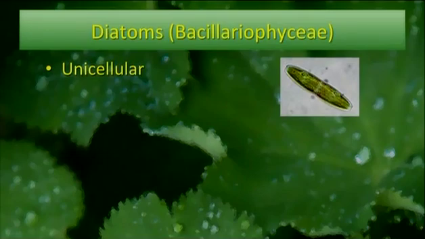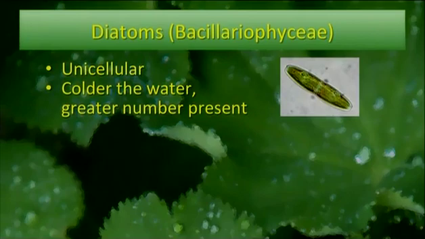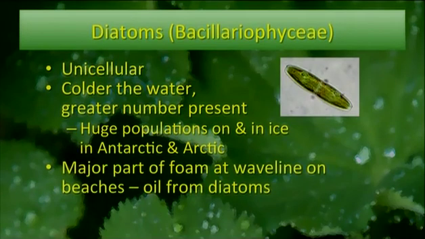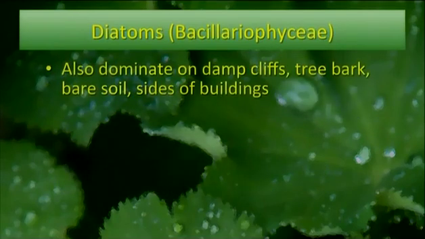Okay, usually the colder the water, the greater number of diatoms that are present. Okay, so in warm tropic seas, they're not as numerous as in the Antarctic and in the Arctic, okay, where they form very large populations. Okay. And a lot of the foam at the wave line on beaches are from the oils of diatoms, because diatoms store oil. Okay. Also, diatoms are dominant on damp cliffs, on tree bark, in bare soil, and on the sides of buildings.